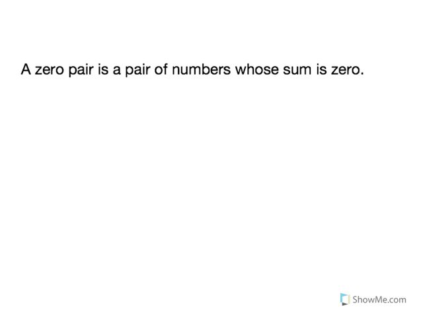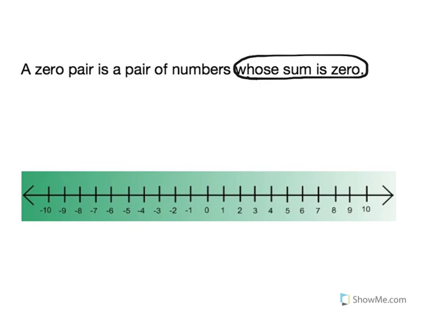Alright, so here's the definition. A zero pair is a pair of numbers whose sum is 0. So it's when you add a pair of numbers whose sum is 0. Let me give you an example using the number line. Now let's say that this black dot represents my positive numbers. The red dot represents the negative numbers.